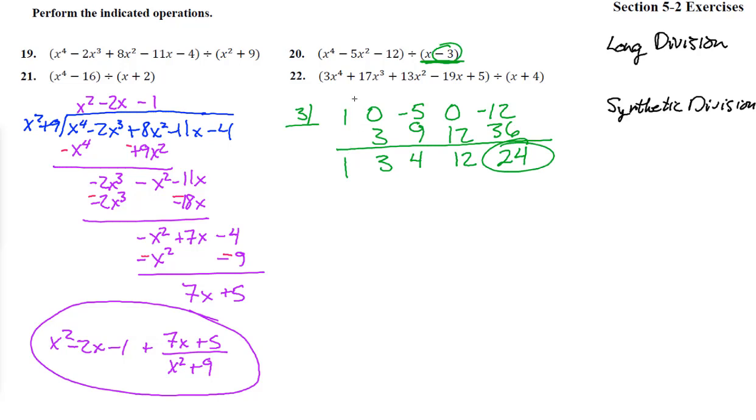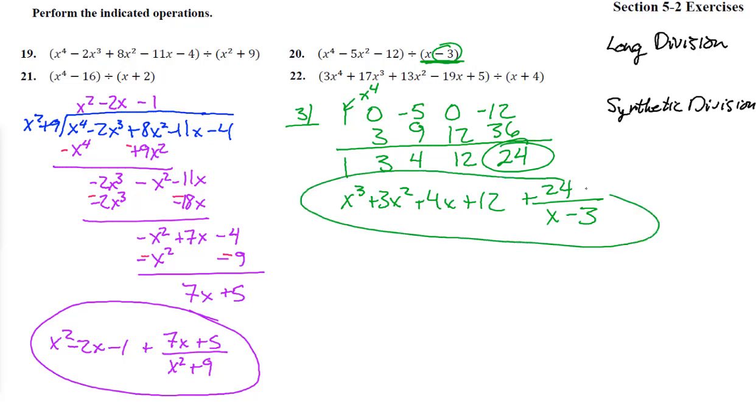This used to be an x to the fourth. Now it's an x cubed plus 3x squared plus 4x plus 12 plus 24 over x minus 3. That's what we were originally dividing by. So here we go.